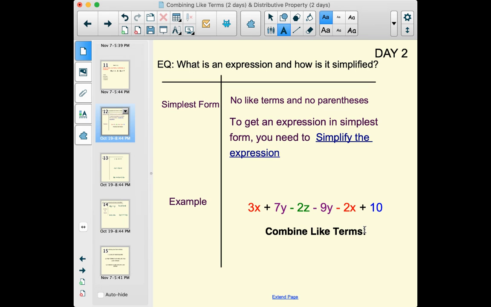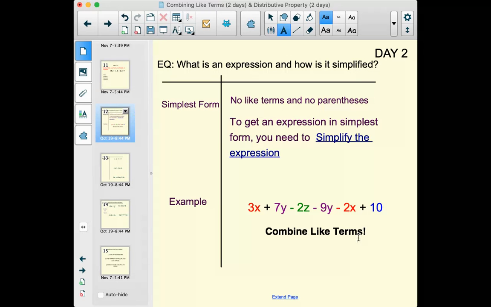Welcome back, everybody. Now that we have talked a little bit about what terms are and what like terms are, we're going to talk about combining them to simplify expressions. So our question for today is, what is an expression and how is it simplified?